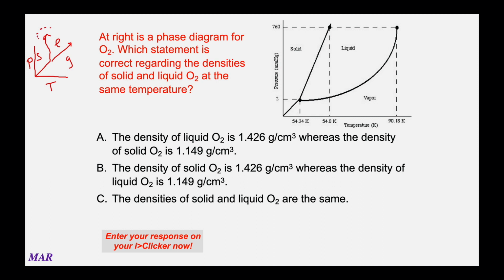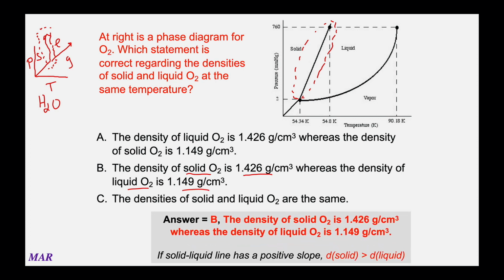What I'd like you to focus on here is the slope of the solid-liquid line. For water, the solid-liquid slope was negative. But if you look at the solid-liquid line for oxygen, like most substances, the slope is positive. Positive slope means increases up to the right. Negative slope means, if you will, increases up and to the left. Positive slopes on a phase diagram mean that the solid has a greater density than the liquid. So for oxygen, that's definitely the case. If you look at answer B, the solid has a bigger density than the liquid density. So for this problem, we would say answer B is correct.